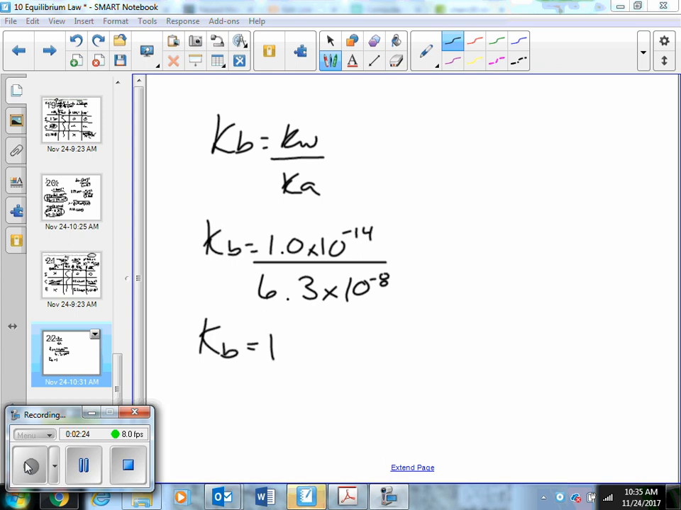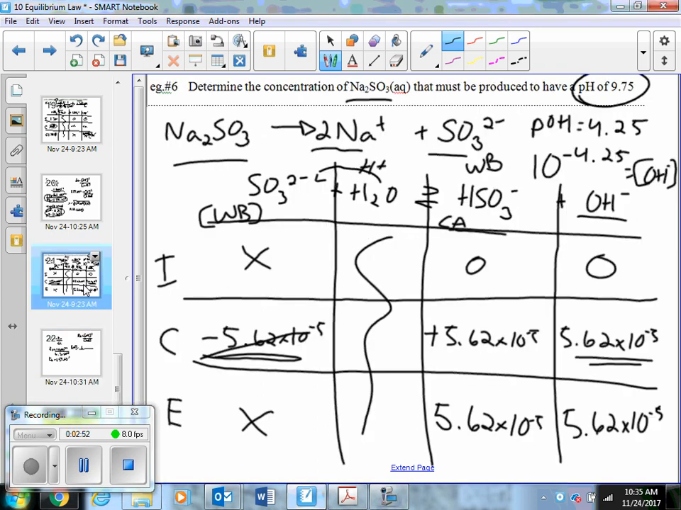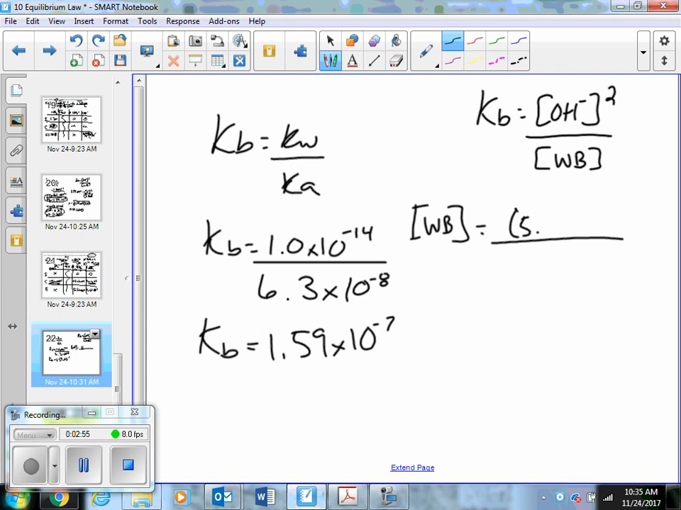So we get a Kb value of 1.59 times 10 to the minus 7. So this is what we'll sub into our equilibrium expression. So we have hydroxide squared divided by concentration of the weak base. So if I rearrange this to solve for the concentration of the weak base, we get the concentration of hydroxide, which is 5.62 times 10 to the minus 5 squared divided by Kb, which is 1.59 times 10 to the minus 7.